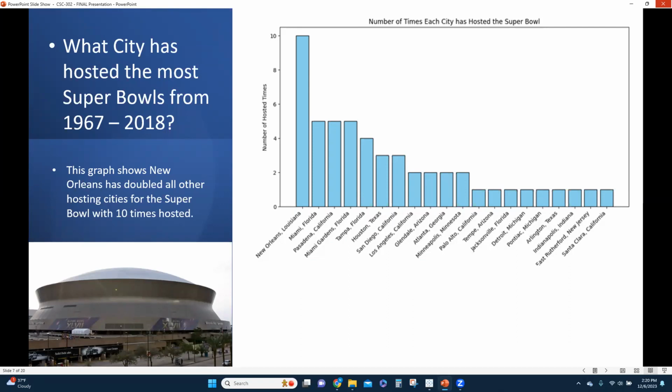But looking at Miami, Florida, Miami Gardens, Florida, which is right next door to Miami, they've also hosted in Jacksonville, Florida. You've got Detroit and Pontiac, two locations here in Michigan. Who would have ever thought? California has multiple locations. So it's pretty interesting to see that one location has dominated, but that doesn't necessarily mean that the whole state of Louisiana has hosted more. Let's take another look. Let's go deeper into that.